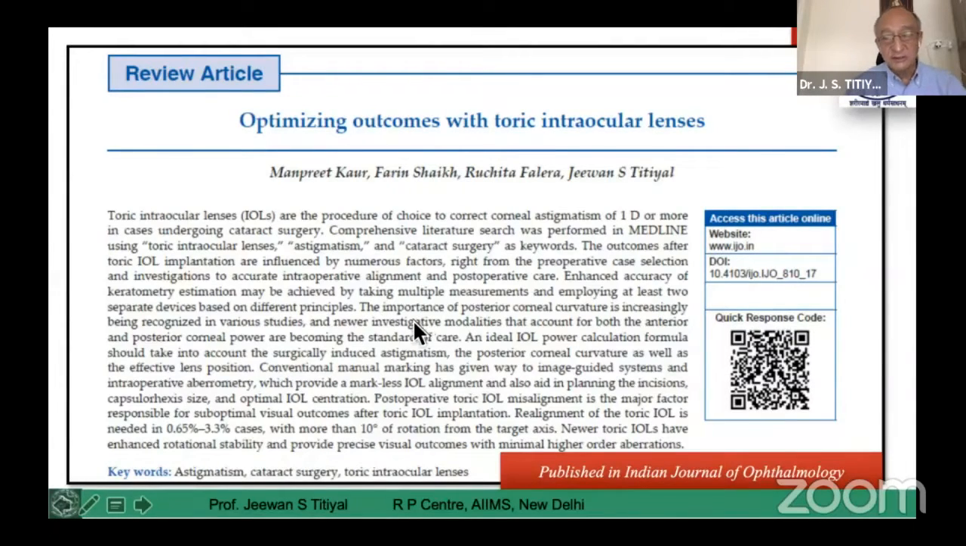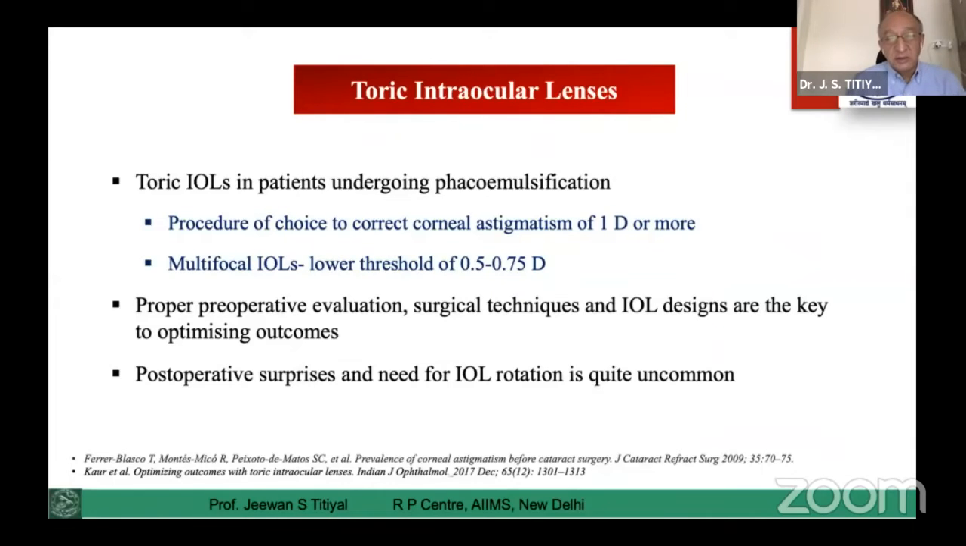This is a review article published in IJO by us. People can go through this, which is very comprehensive on toric IOLs. We all know in our practice, toric IOLs will constitute around 30 to 40% of our cases, where you may have corneal toricity of more than one diopter. And now it has also increased the load if you're looking for multifocal, trifocal lenses. There, even a 0.5 cylinder in the cornea may not be giving good results. Therefore, you have to look for toric trifocal or multifocal lenses there also.